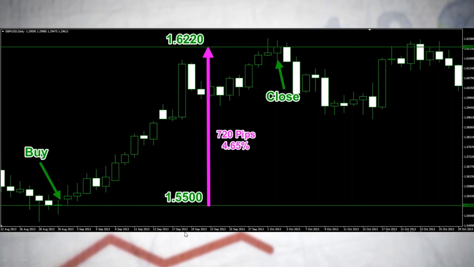I apologize. So imagine if you have bought the British pound American dollar forex pair at 1.55, and you have sold it at 1.6220. This means that you would have been able to profit 720 pips, that equals approximately a 4.65% increase in value of this forex pair.